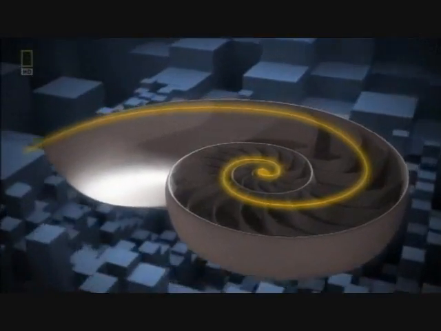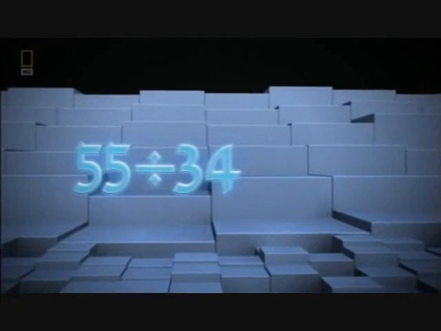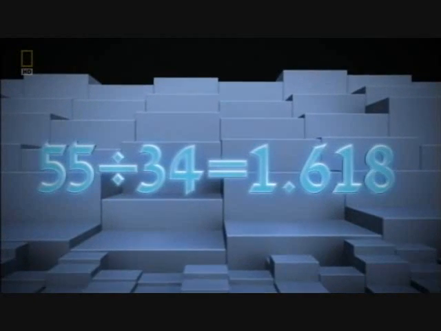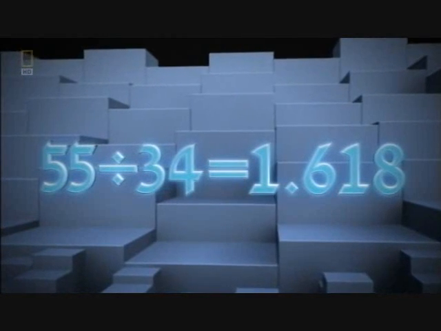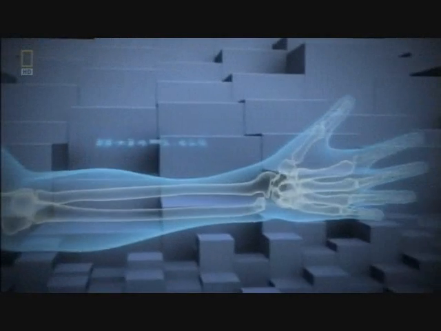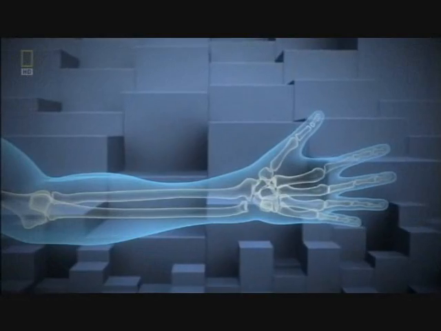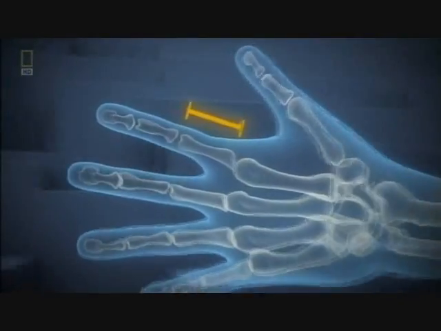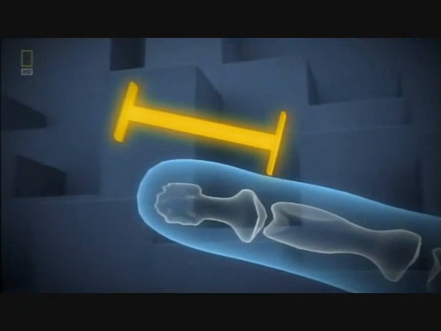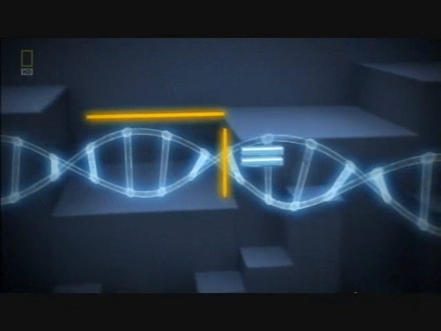This natural mathematics contains other wonders. Dividing any number in the Fibonacci sequence by the one preceding it results in a magical number, 1.618. It's a ratio dubbed the golden mean. It's also demonstrated in the human arm. The difference in length between the forearm and the hand is equal to the golden mean. The same goes for the 3 bones in the finger. It's even in our DNA.